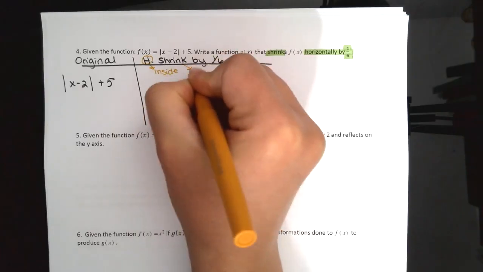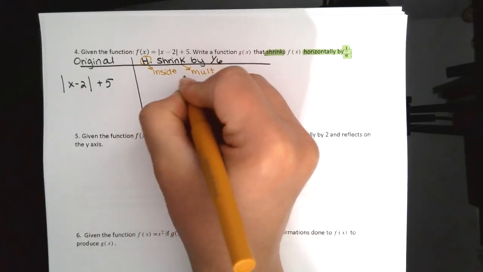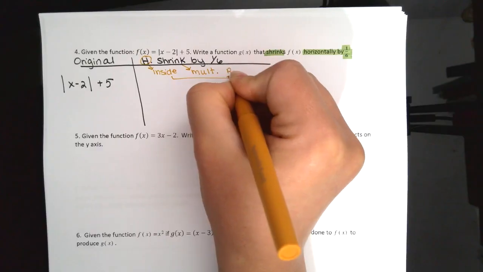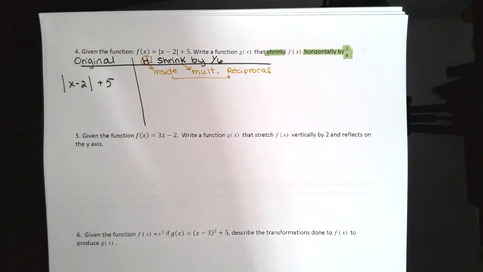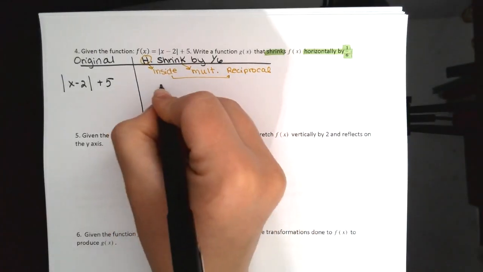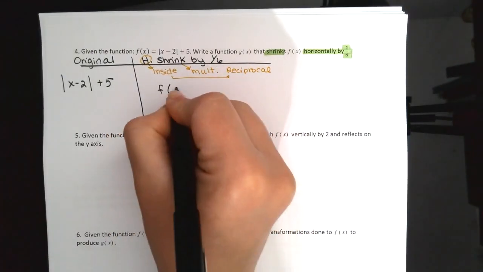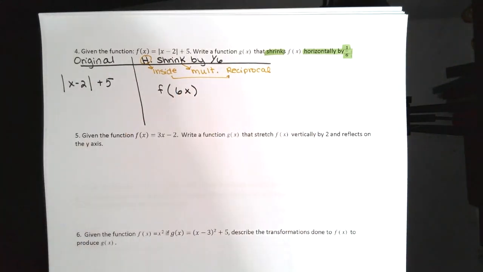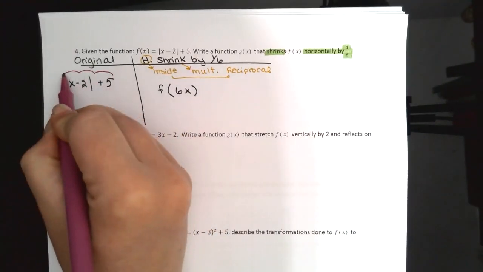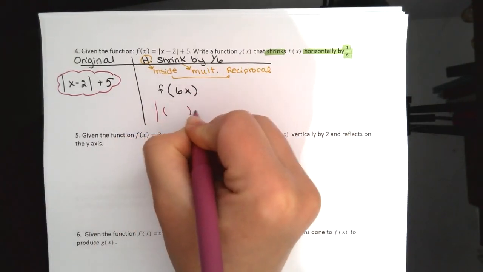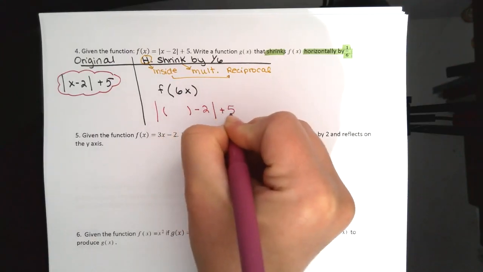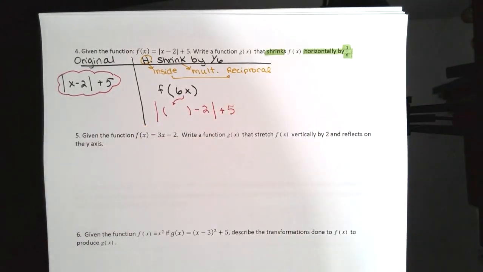We have a shrink or a compression, which means multiplier. And since we have an inside change, that means we're going to have the reciprocal. For the reciprocal, we have our function notation as f of, take the 1/6, flip it. And now inside of our function, we're going to be replacing x with 6x. Let's go ahead and write this out. Take your original function, copy it down, open up for x. That is what we're going to be replacing. Bring in your 6x here.